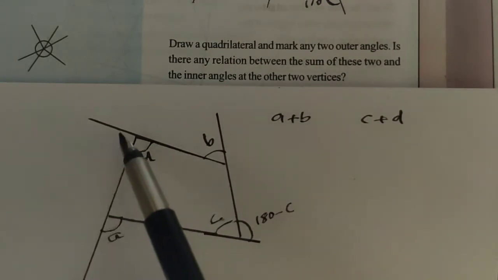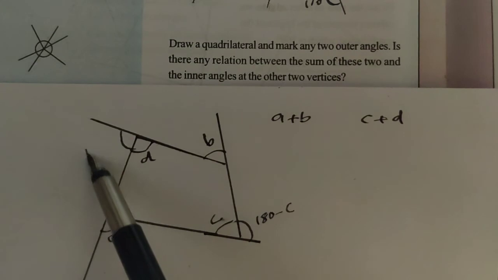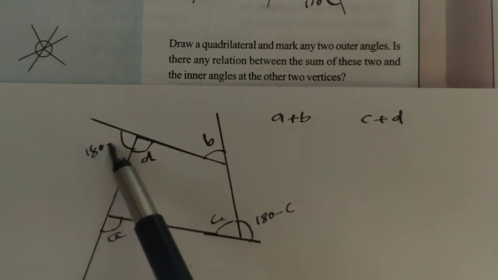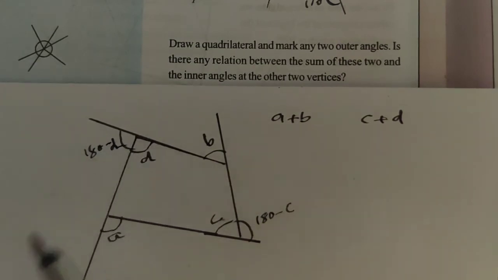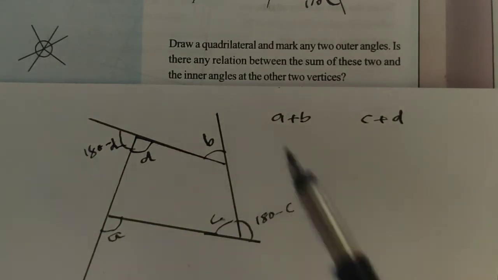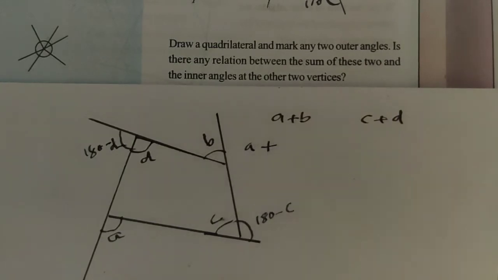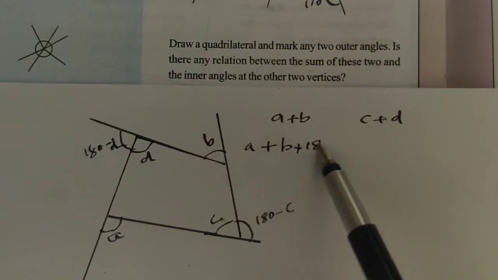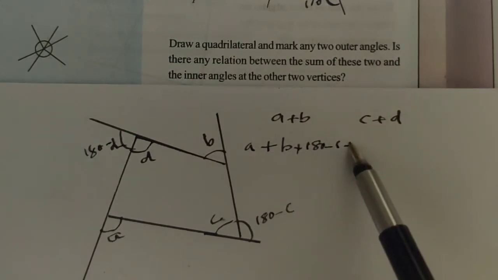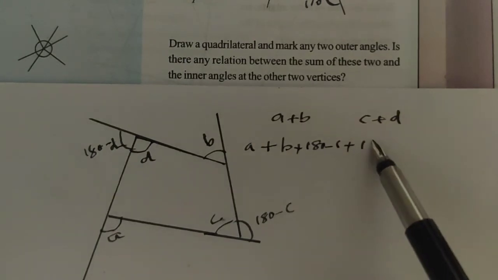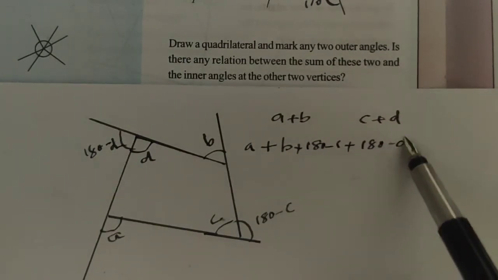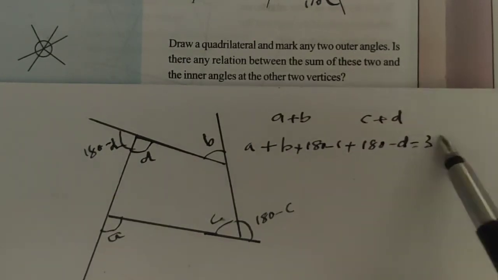And this angle is D. Therefore, this outer angle is 180 minus D. Then you can see all outer angles, 4 outer angles here. What is this sum? A, that is B, one outer angle. And the next outer angle is 180 minus C, plus the next outer angle, 180 minus D. And this total sum is 360.